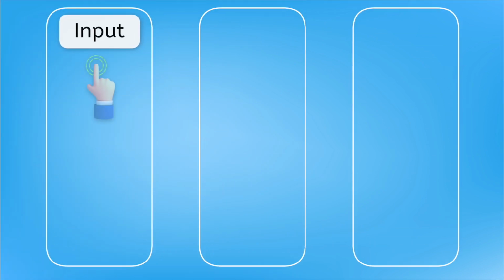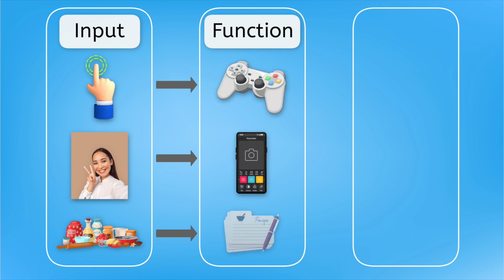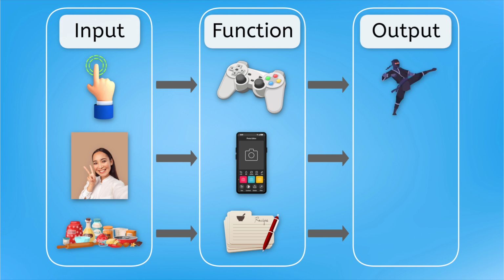In each of these scenarios, there are inputs: pressing a button, uploading a photo, your baking ingredients. Then there's the function, the game system, the editing app, the recipe. Using them gives us an output, a character's action, an edited image, a baked cake.